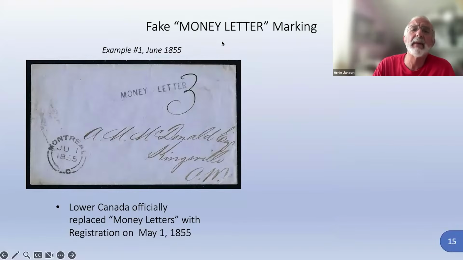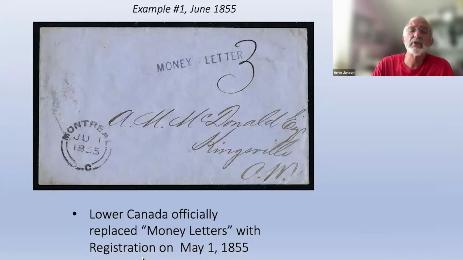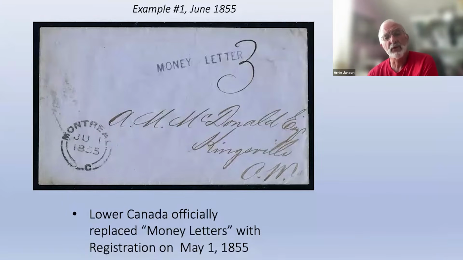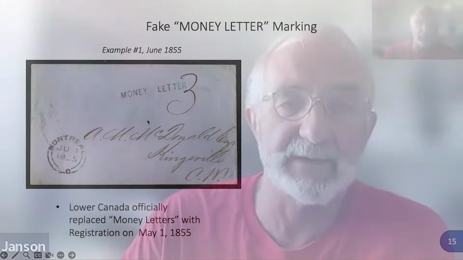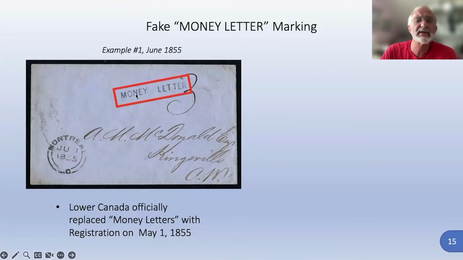Here we have a fake money letter marking. This is an example from June of 1855. Money letters were the precursor to registration. So on May 1st of 1855, Canada Post, or the postal authorities, removed the use of money letters and replaced it all with registered. So if you were sending money, you now had the letters registered instead of having them with a hand stamp called money letter. But this is a fake money letter.